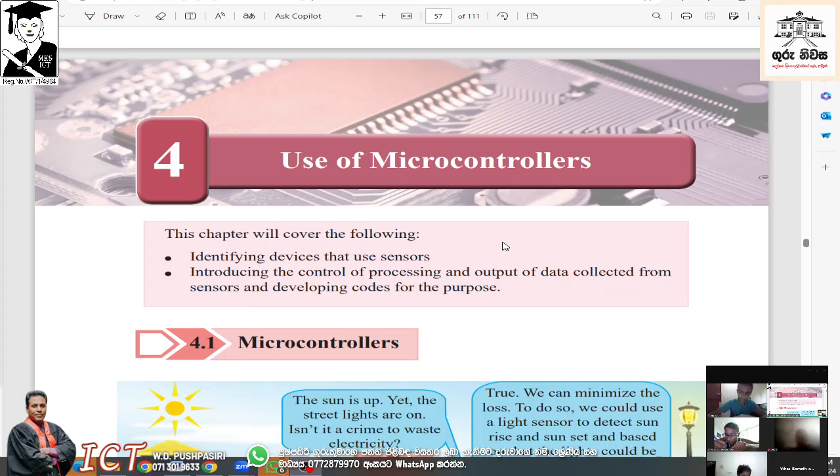Next point. We will learn controlling the processing and output the information.